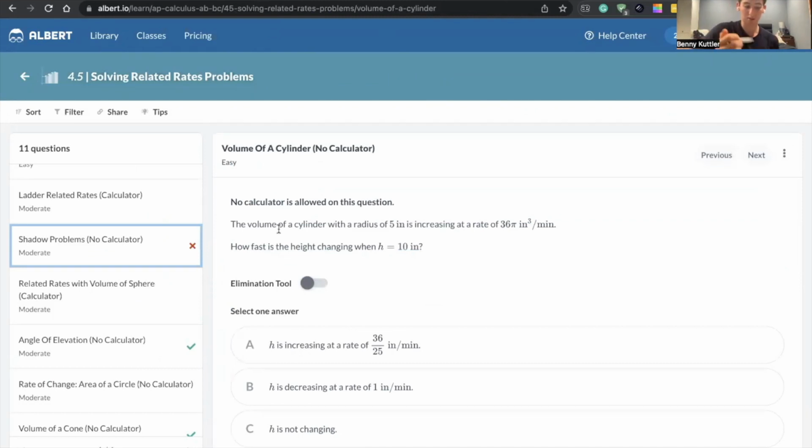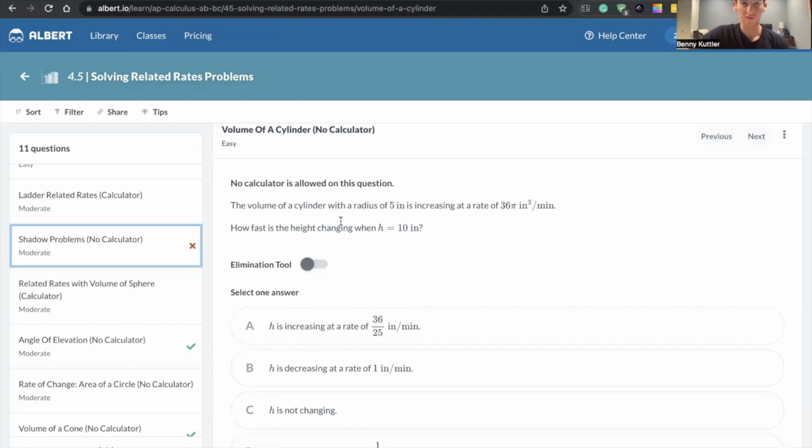Okay, so the next topic is a pretty big topic. It's related rates. So this is just talking about derivatives in context in a different way. So to start, we'll look at this question. The volume of a cylinder with radius of 5 inches is increasing at a rate of 36 pi inches cubed per minute. How fast is the height changing when h equals 10 inches?